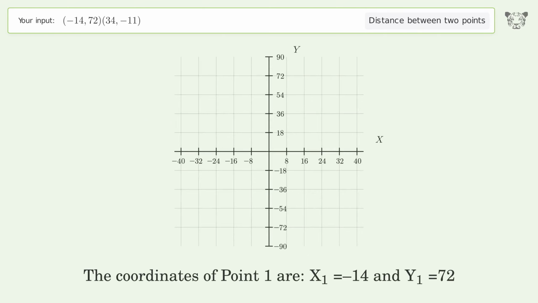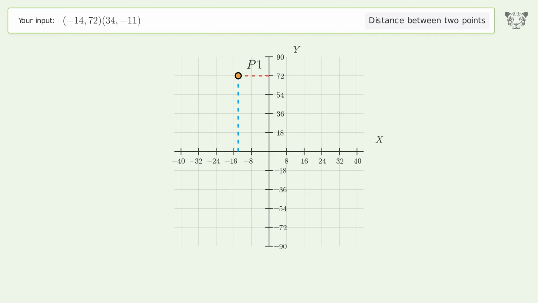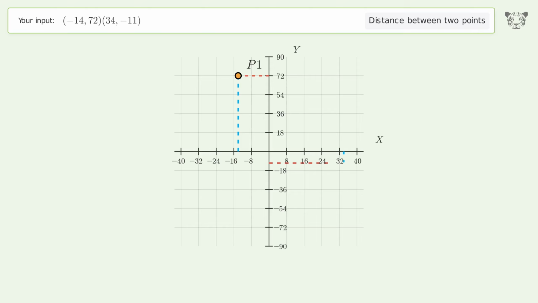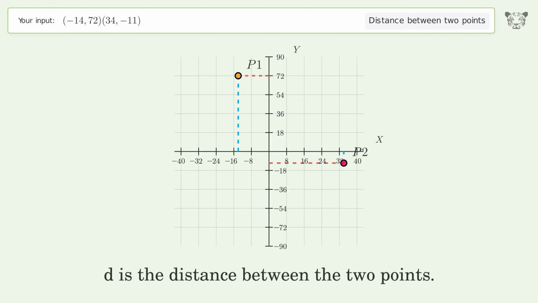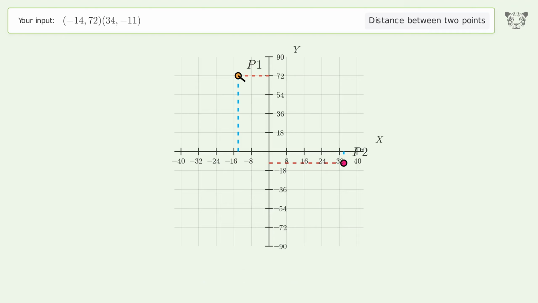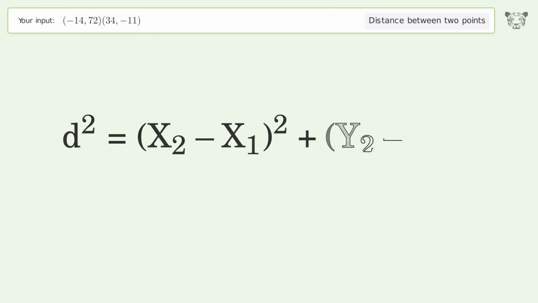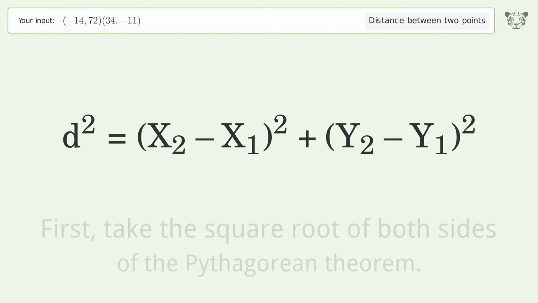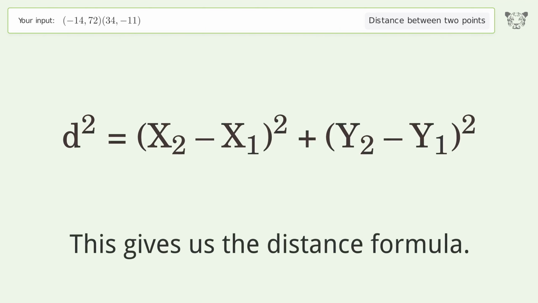The coordinates of point 1 are, x1 equals -14 and y1 equals 72. The coordinates of point 2 are, x2 equals 34 and y2 equals -11. D is the distance between the 2 points. First, take the square root of both sides of the Pythagorean theorem. This gives us the distance formula.